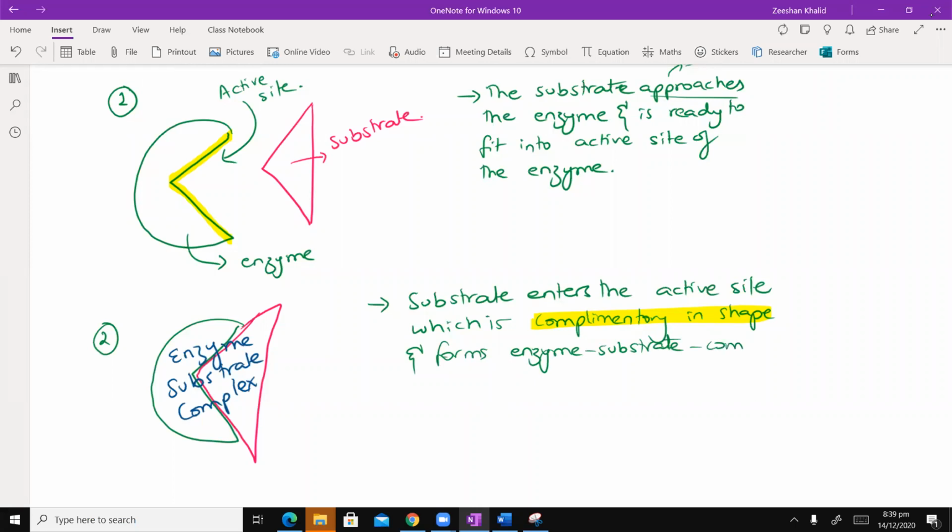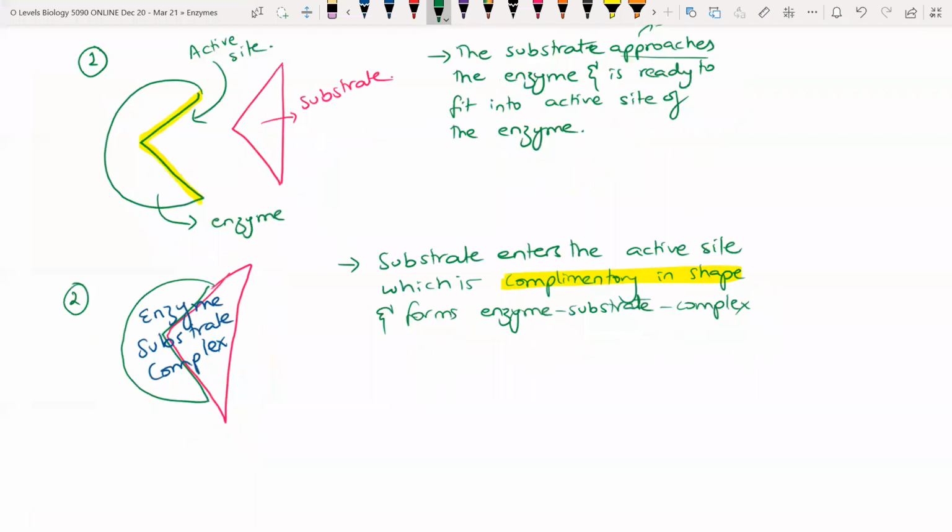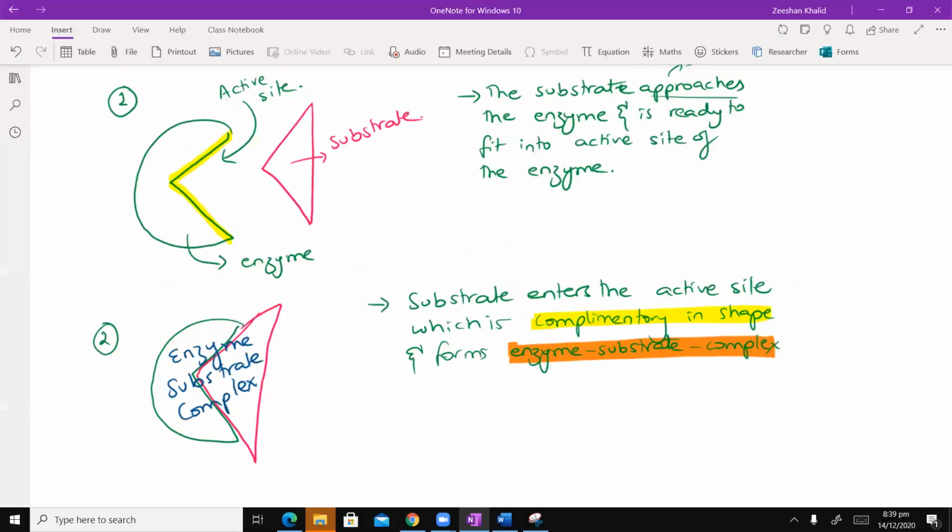If you are talking about the lock-in key hypothesis and you're not mentioning the word enzyme substrate complex, then guess what? You're not credit worthy for marks. Okay, so please ensure that you do mention this. Complementary in shape ka matlab hai, of course, they can fit into one another. The active site has complement. Yes, okay. So that's where basically the main reaction takes place.